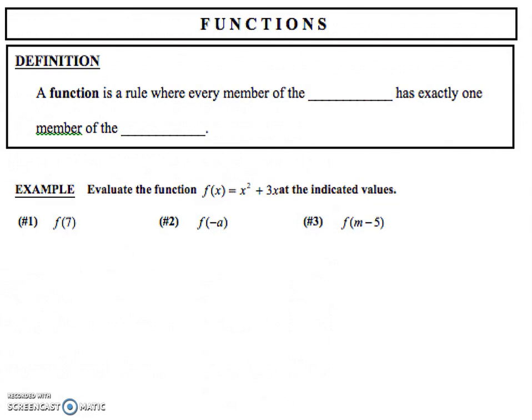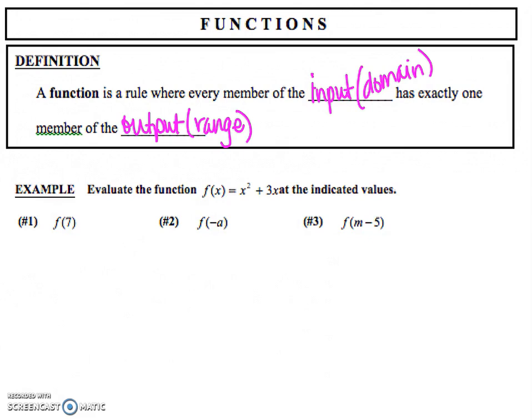So first, a function is a rule where every member of the input, and another word for input is domain, has exactly one member of the output. And another word for output is range. So we're going to be talking a lot about domain and range in this chapter.